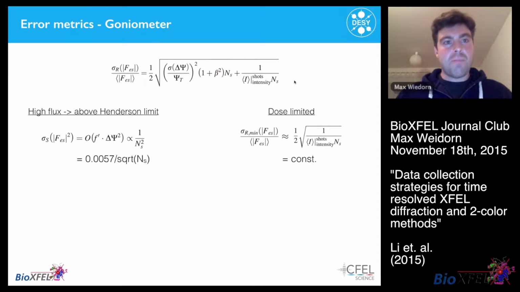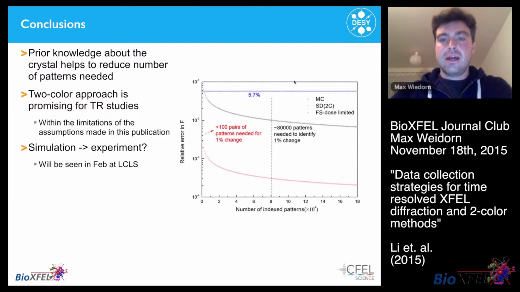So let's compare these 3 techniques. As I've already said, the dose-limited goniometer approach is limited in its error and you can't gain anything by having more patterns. So that's why the blue line is horizontal, not changing with the number of patterns. Well, the other approaches do have this tendency, this 1 over square root of n, so that the error always drops with the more patterns you have.